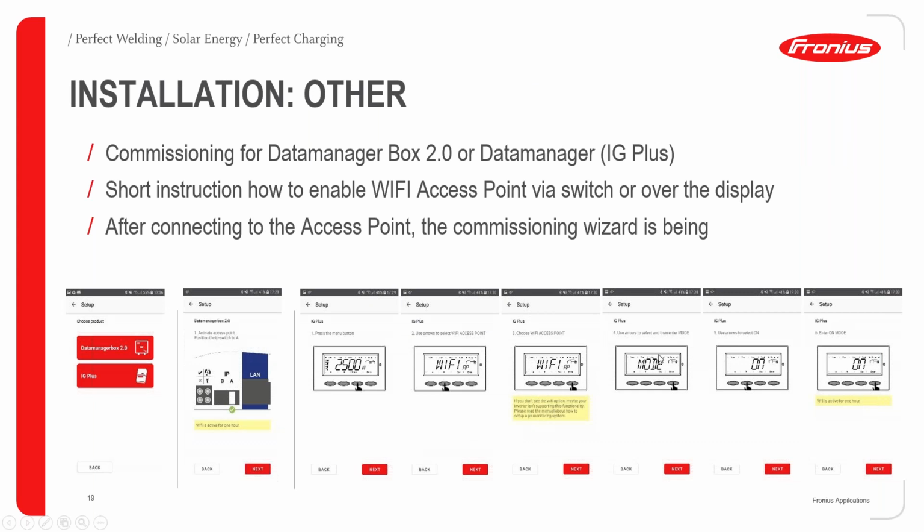In case of other installations, if it is a Datamanager box or an IG Plus inverter, you have to set the switch on the device to A position, and then on the IG Plus display you can go to the Wi-Fi access point. You can activate it similar to the Snap inverter, and then you can connect your laptop or smartphone to this device and proceed with commissioning.